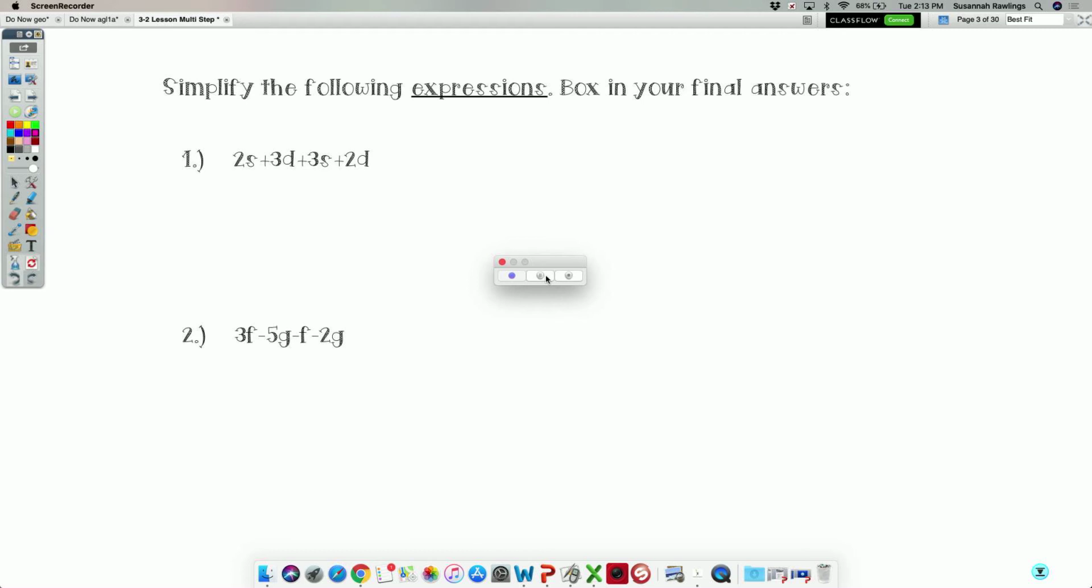Very top. So we're simplifying an expression. That means that we are not solving for an answer here. We're just combining like terms. Have you guys heard that before? Combining like terms. So the way that I like to do it is underline all of our like terms.